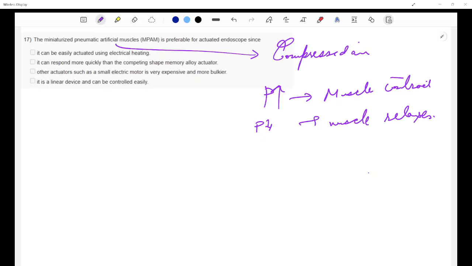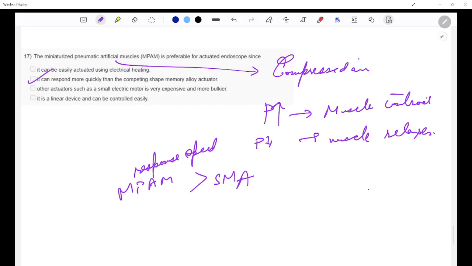Shape memory alloy actuators work by heating and cooling metal. Heating leads to contraction, cooling leads to extension. The problem is cooling is slow. Thus, SMA actuators have slow response times. MPAM works using air pressure which changes very quickly. So the MPAM response speed is much greater than the SMA response speed. So option B is correct.